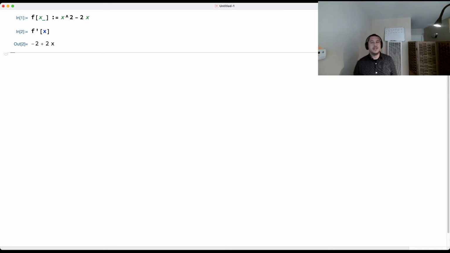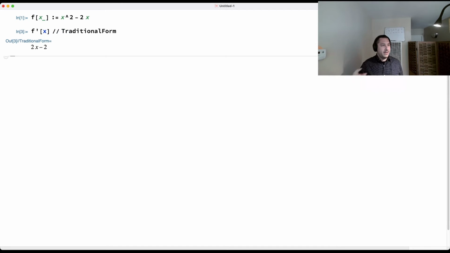So apparently, what is the derivative of x squared minus 2x? It is 2x minus 2. Let's just put traditional form. So the derivative of x squared minus 2x apparently is 2x minus 2. Boom. We could have calculated that with a limit, but let's just not bother with that right now because I don't want to spend a bunch of time having to do that.